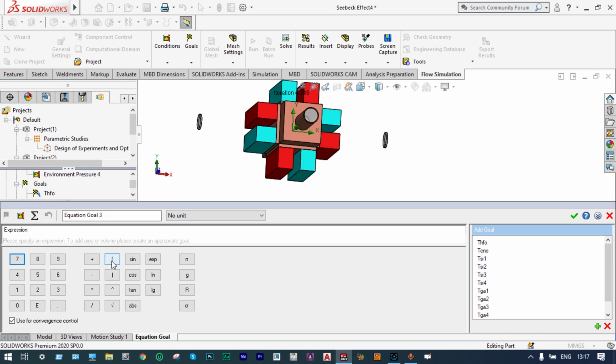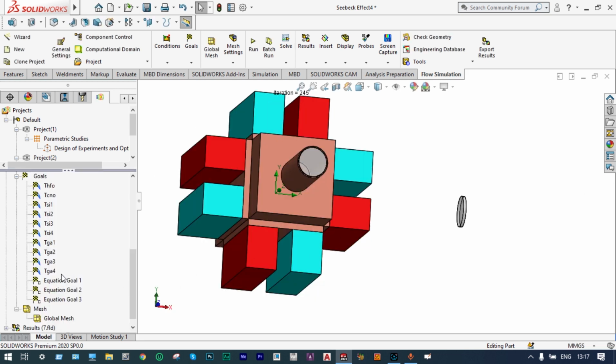Insert equation goal. It will be obtained from predetermined goals. We want absolute goals to be formed. So bracket, absolute, bracket, temperature at silicon surface 3 minus temperature at gallium surface 3, bracket closed. Green check. Last equation goal is needed, so insert equation goal.